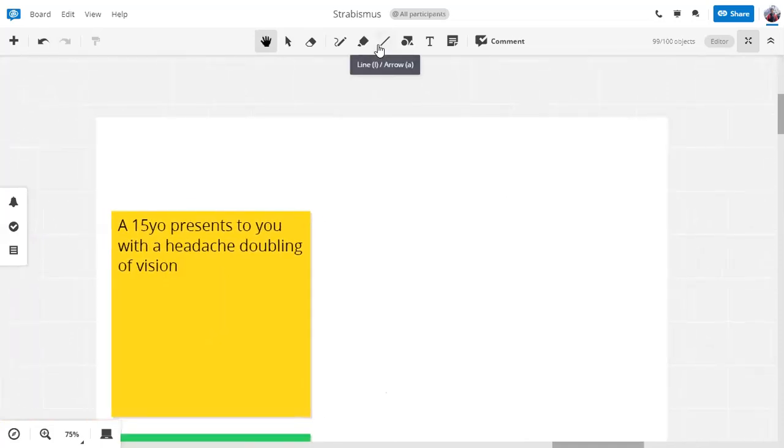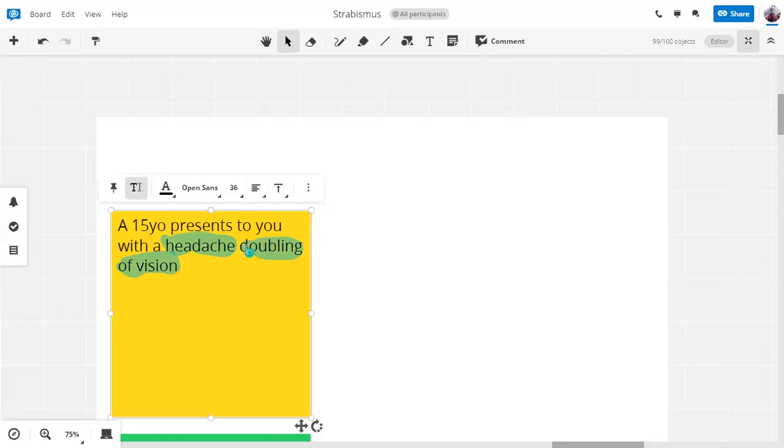What are the symptoms in this case? Headache and doubling of vision, diplopia. We have two important symptoms. Now, the headache, we know that there can be a lot of causes of headache. And doubling of vision, there can also be a lot of causes of doubling of vision.